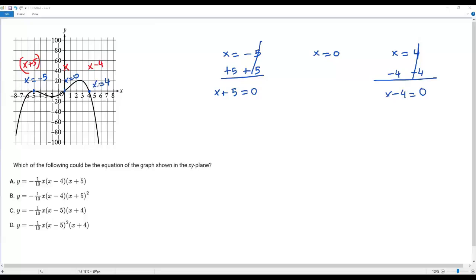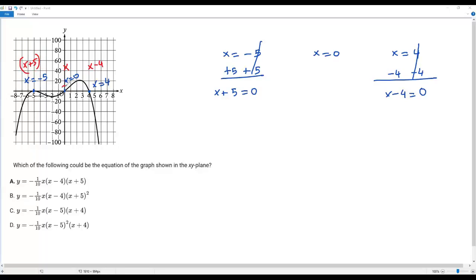Okay, when I look at the equations in all the options, we find the same three factors: x + 5, x, and x - 4. So which one can be correct? At x equals -5, the graph does not cross the x-axis, it just touches the x-axis. So whenever a graph touches the x-axis at a particular value, the factor corresponding to that x-intercept must have even multiplicity. That is, the exponent of this factor must be an even number. It can be 2 or 4 or 6, something like that.